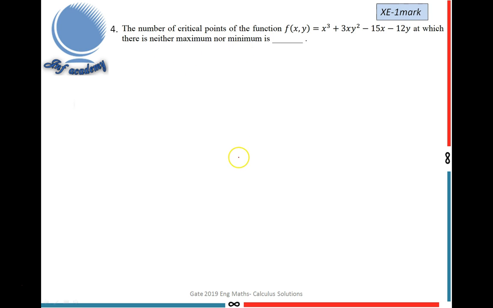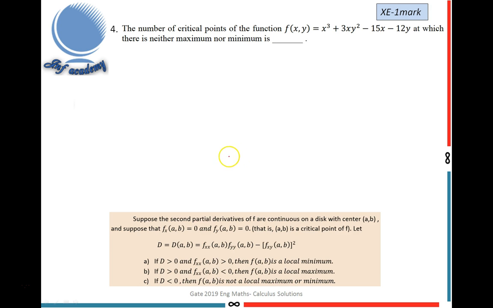So in that place I use the second derivative test for a two-variable function. Suppose the second partial derivatives of f are continuous, then fx equal to 0 and fy equal to 0 and a comma b is a critical point of f. Let D be fxx fyy minus fxy whole square. If D greater than 0 and fxx also greater than 0, then f of a comma b is a local minimum. D greater than 0 and fxx less than 0, then f of a comma b is a local maximum. D less than 0, then f of a comma b is not a local maximum or minimum. This is the second derivative test of a two-variable function.